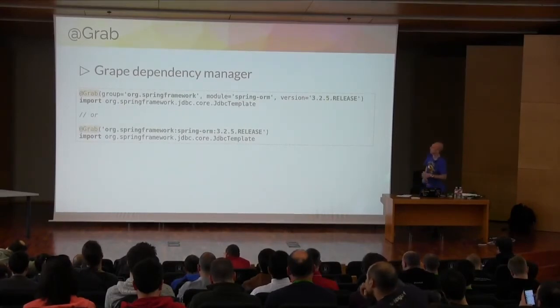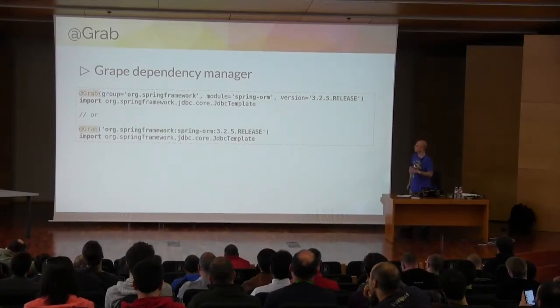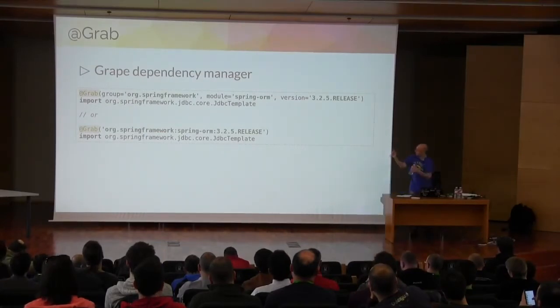The first annotation is @Grab, and you can use here the standard Maven coordinates: the group, the module, and the version. And for example, you can always use this compact form.